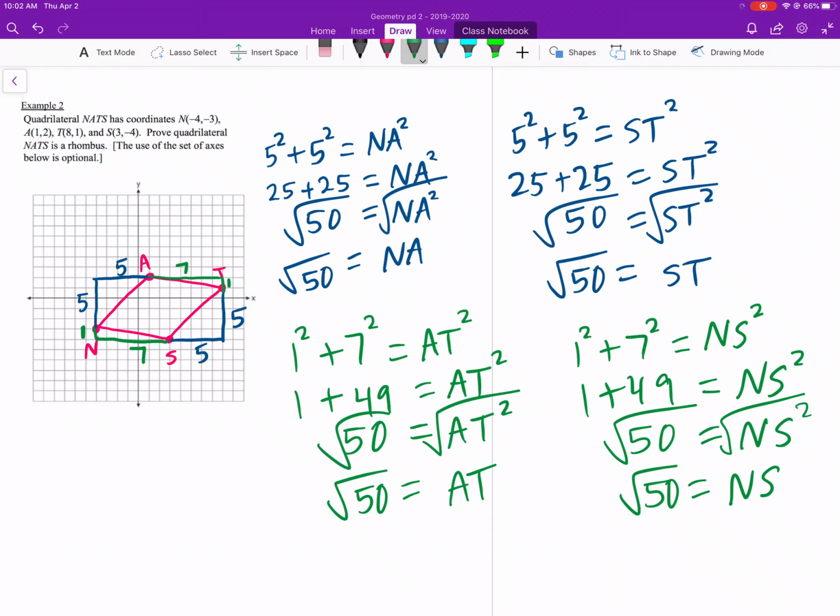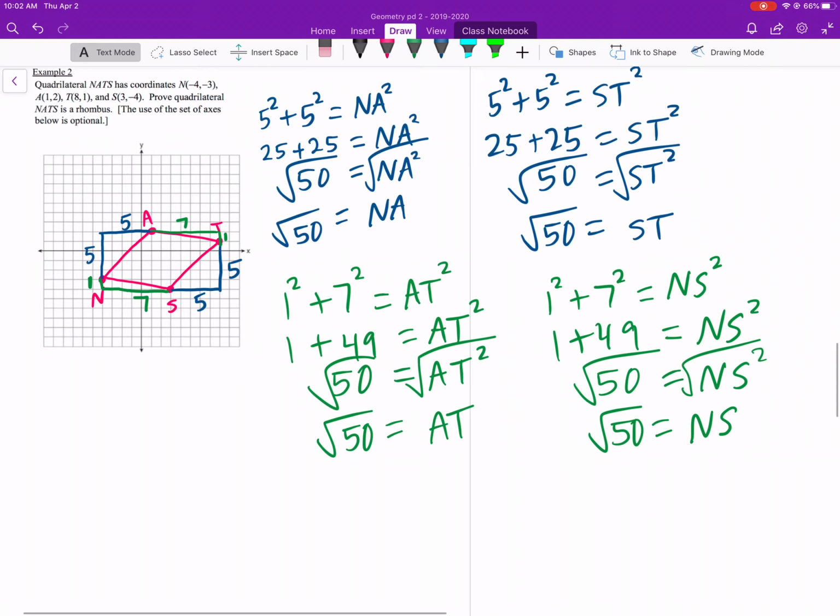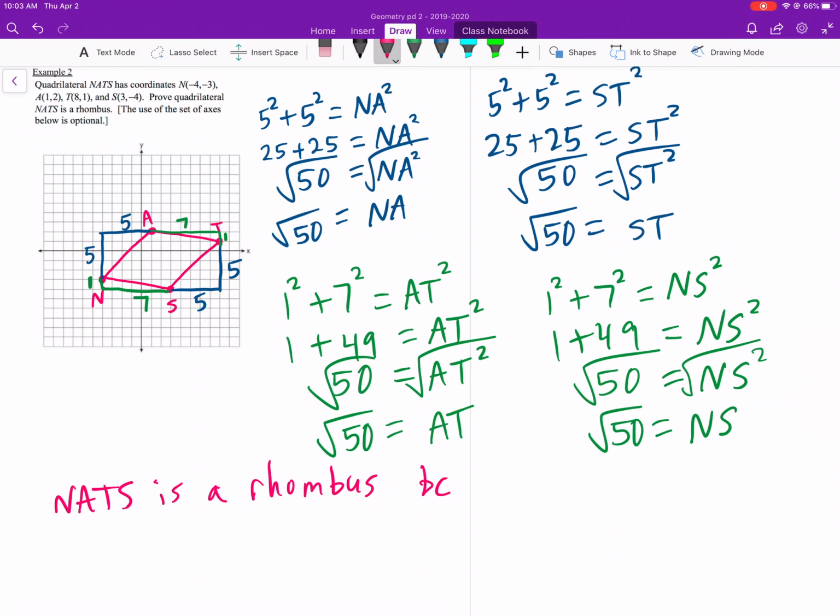By the way, radical 50 is just 7 point something that goes on forever. So you can visualize how long that side length is. All these side lengths on the grid, you can see are radical 50, which is, like I said, 7 point something. But it's good to see with different values here, you can still end up with radical 50. Okay, so this is all the coordinate geometry work you have to show. The mathematical work, the explanation is just as important. Okay, NATS, the quadrilateral, is a rhombus because we showed all 4 sides are congruent.